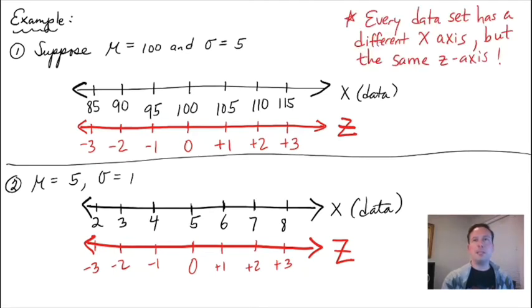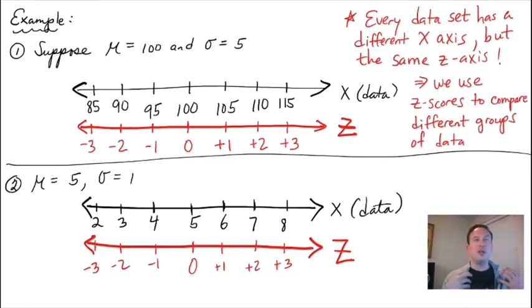Here it is. So the first point is that every data set has a different x-axis. So if you look at the x-axis for these two problems, you got different numbers. However, look at the z-axes. They're exactly the same. So there's a beautiful statistical point that we can make here, is that you can use z-scores to compare any group of data that you want, because the z-scale will always be the same.